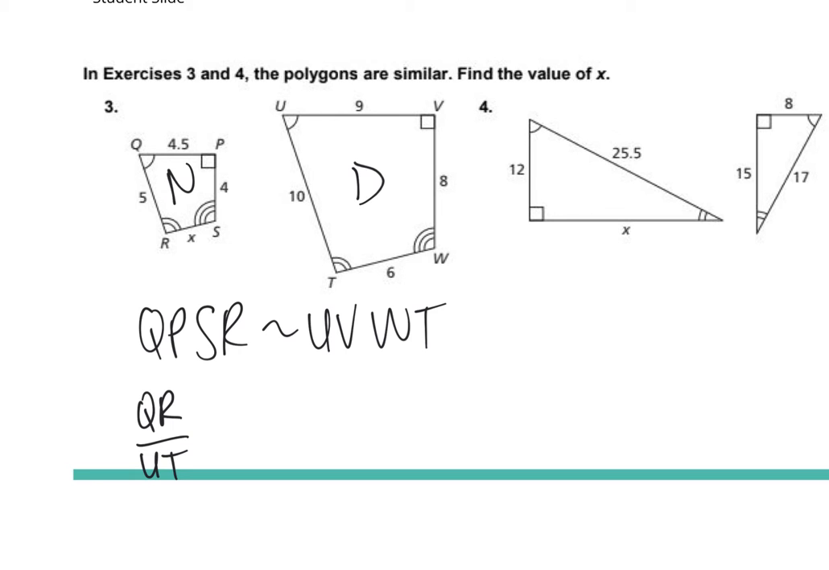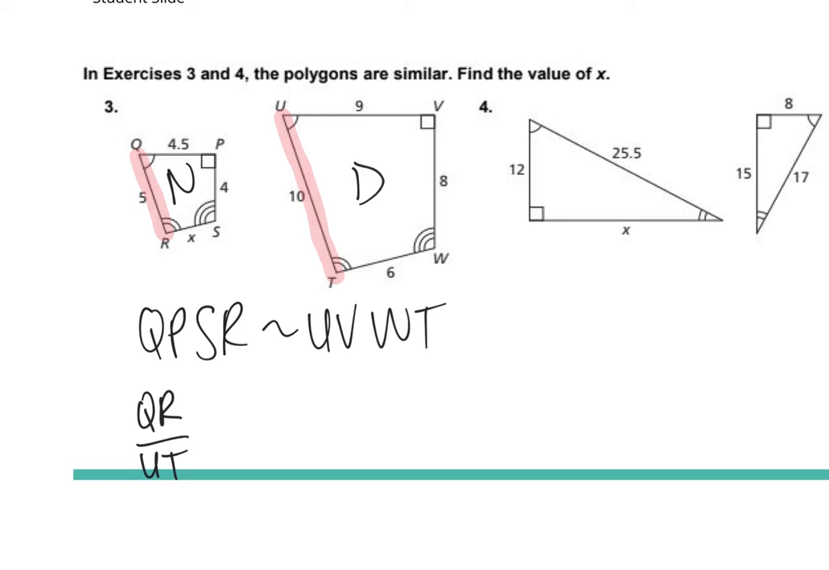This is how important it is, because if you don't do that, I guarantee you're going to get it wrong, okay? So this has to stay my numerator the whole time. This has to stay my denominator the whole time. Got it? Okay, so let's highlight these sections that we're using. We're going to use QR, and it should be corresponding to UT.